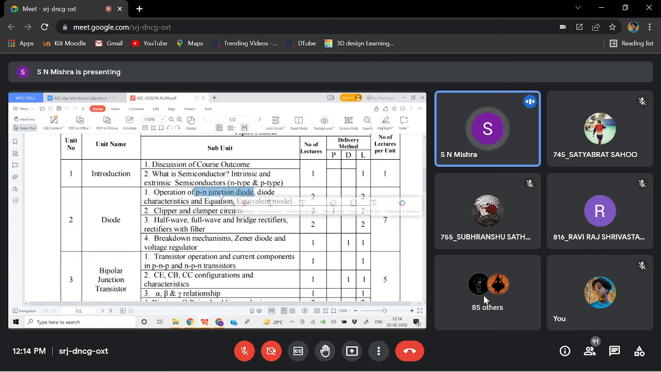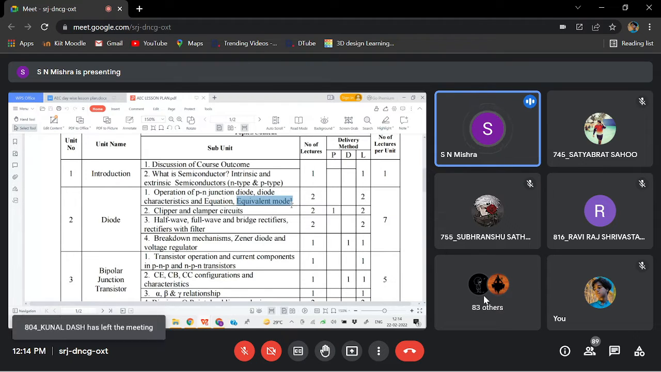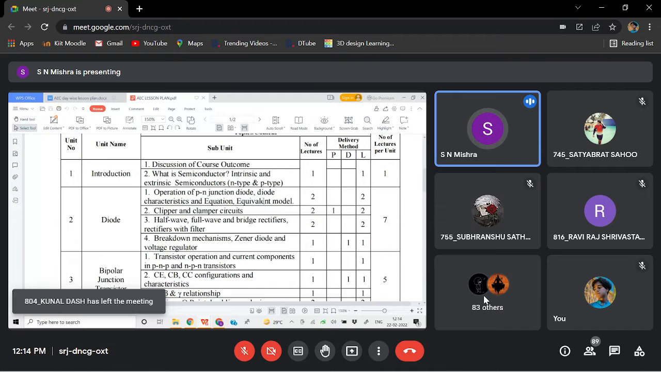Okay, so that's why we can replace this diode with some known electrical components like voltage sources and resistance, so that the circuit analysis will be easier, because we are already comfortable with the resistor, inductor, and capacitor portions present in the circuit. So that's why this diode is replaced by some equivalent circuit or equivalent circuit model. We'll see that, so that the circuit analysis will be easier.